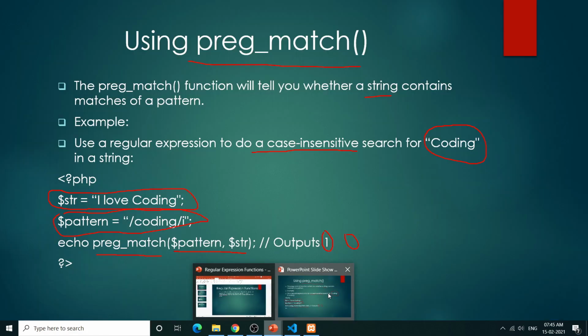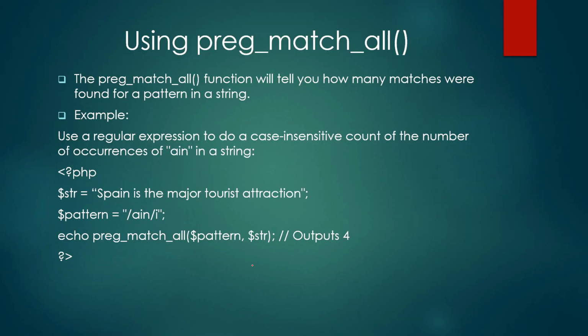Now let's move to another function. We have the preg_match_all function. Let's see what it does. This function will tell you how many matches were found for a pattern in a string. So it will return a number, how many matches were found.